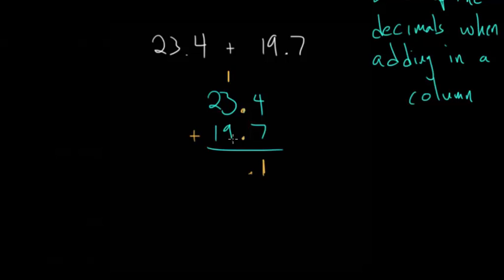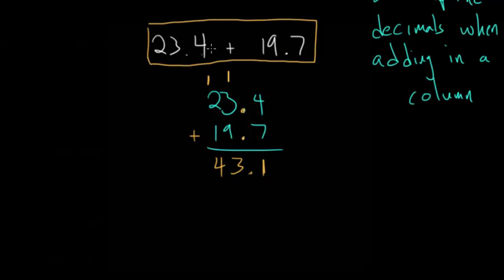And then again, we just add straight down. 1 and 3 make 4. 4 and 9 make 13. So you put the 3 there, the ones place goes there, and we'll carry up the 10 from 13 right there. So 1 plus 2 is 3, plus 1 again gives us 4. So if you add 23 and 4 tenths plus 19 and 7 tenths, it just simply adds up to 43 and 1 tenth. So let's move on.